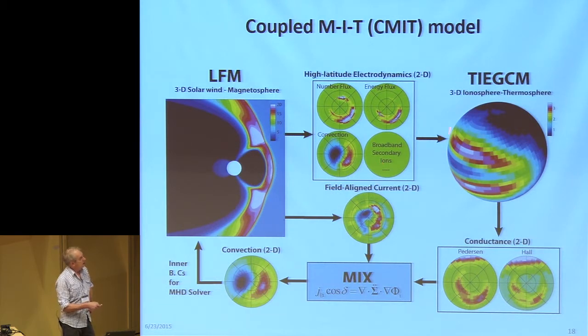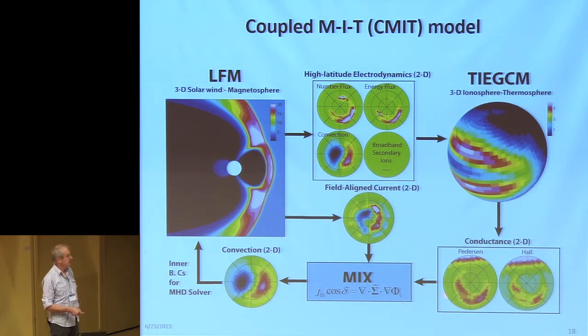These inputs are fed into the NCAR TIE-GCM. It ingests that information about the precipitation and develops a conductance, a conductivity actually, and then height integrated to get the conductance. And then that conductance can be used in the ionospheric equation that I talked about earlier in LFM. This is called the MIX model.